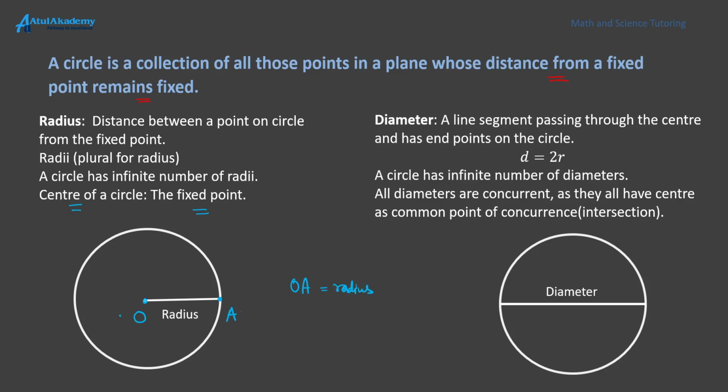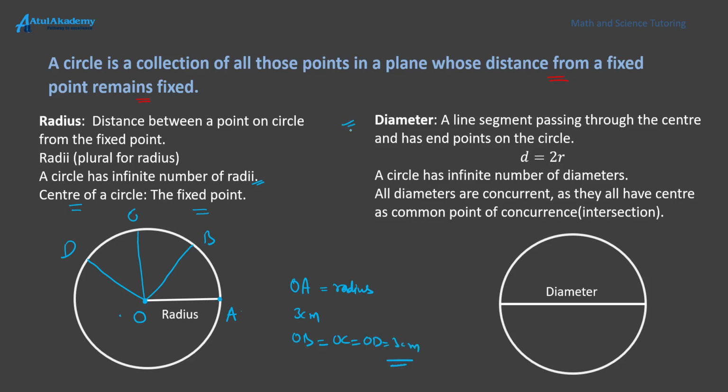I can draw as many radii of the circle as I want: OB, OC, OD. So a circle has an infinite number of radii. All these are equal. If I say OA is 3 centimeters, then OB is also 3, OC is also 3, OD is also 3 centimeters.